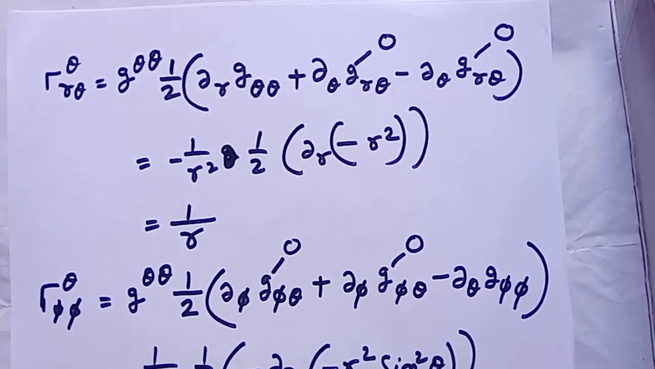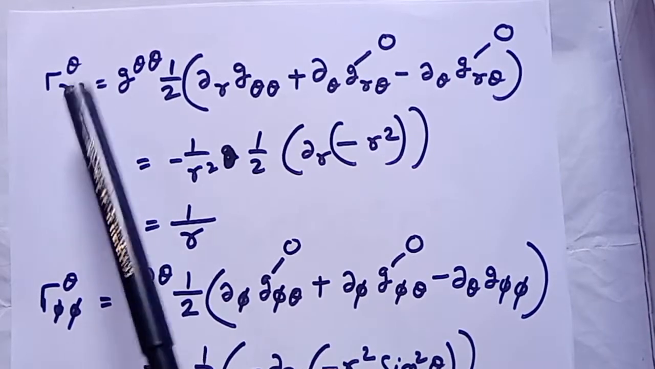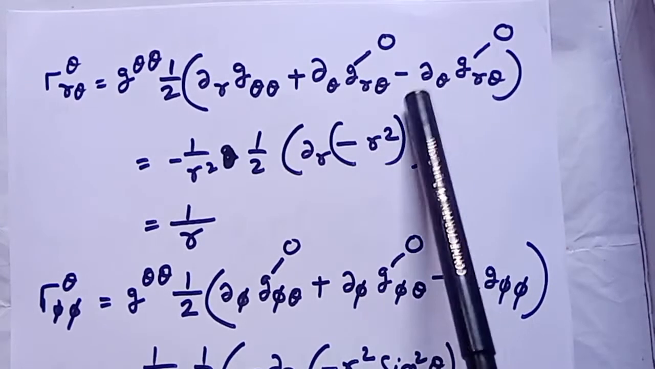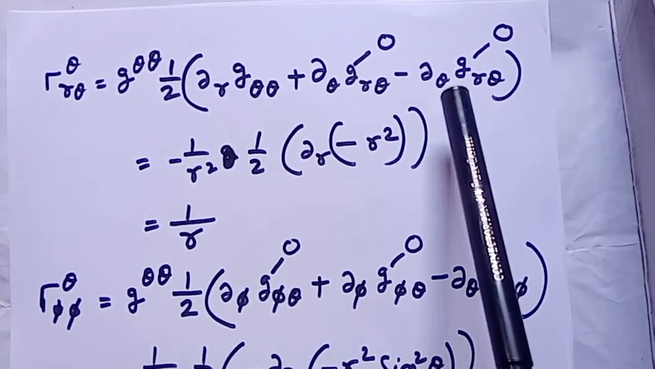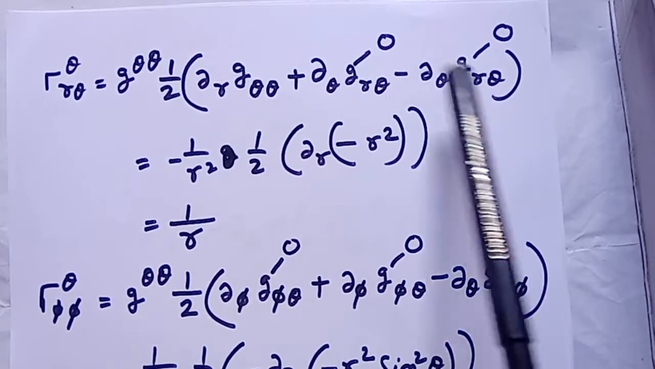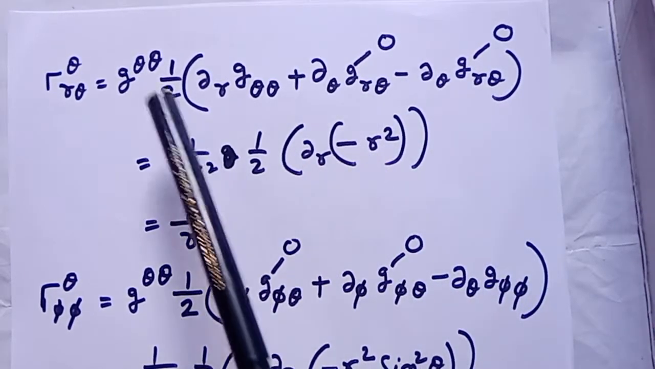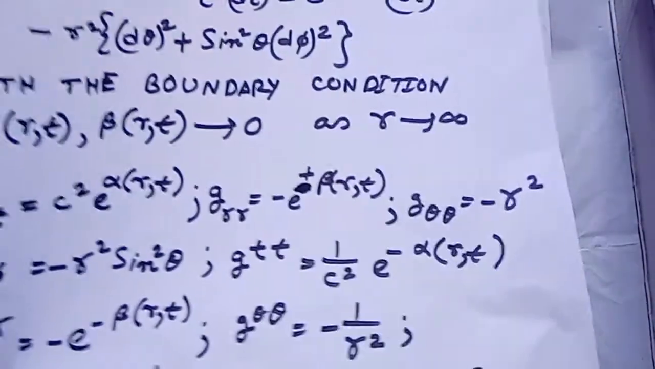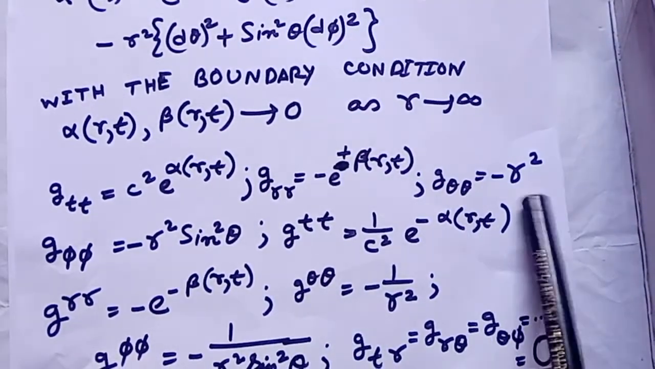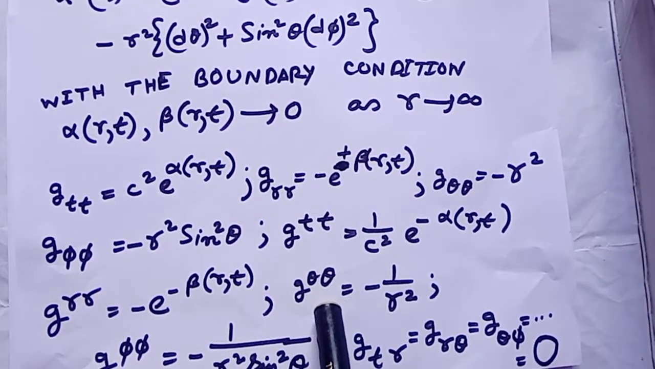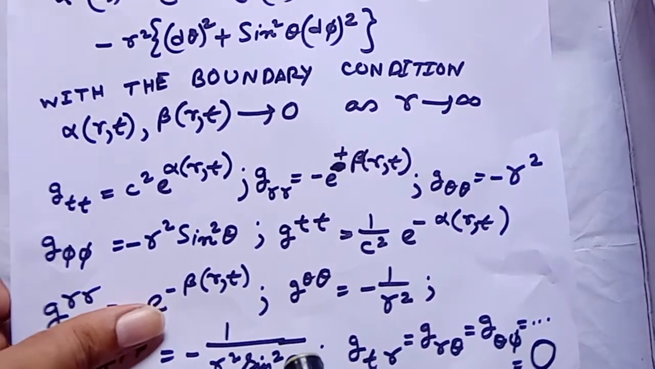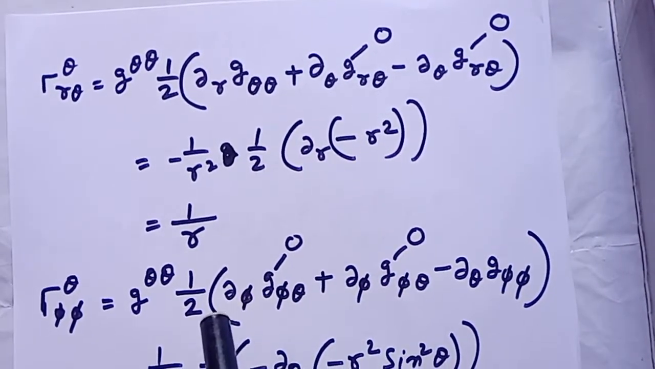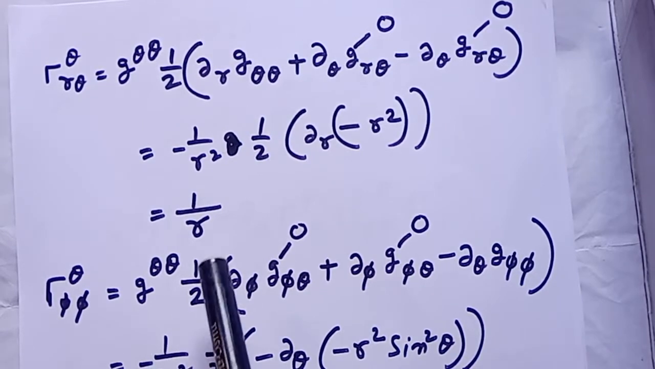And another Christoffel symbol, Gamma^theta_r theta, which is g^theta theta times half (del_r g_theta theta plus del_theta g_r theta minus del_theta g_r theta). There are no other components g_r theta, so those are 0, and we have g^theta theta times half del_r g_theta theta. We put in the value g_theta theta is minus r squared, and g^theta theta is minus 1 over r squared. Putting them all together, we have 1 over r. The Christoffel symbol Gamma^theta_r theta is 1 over r.